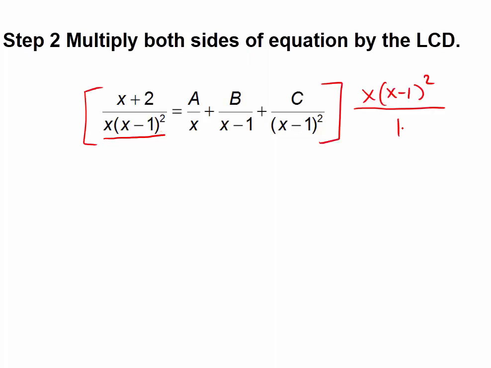All right, let's see how you did. So I take my LCD, which is just the denominator of the original fraction, and I'm going to multiply it first by the left side of the equation.